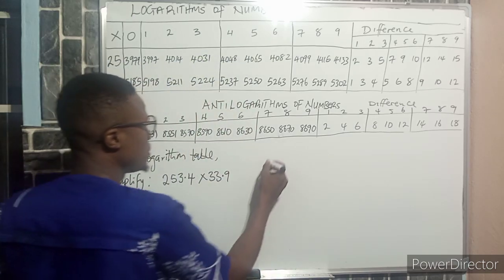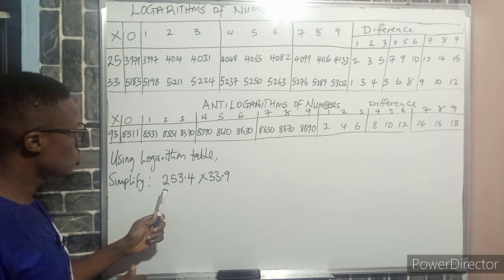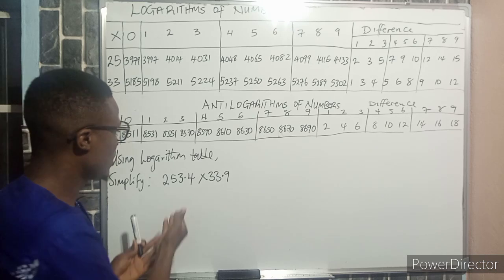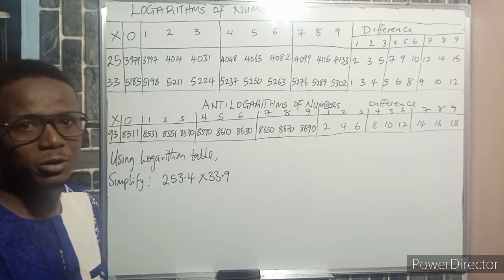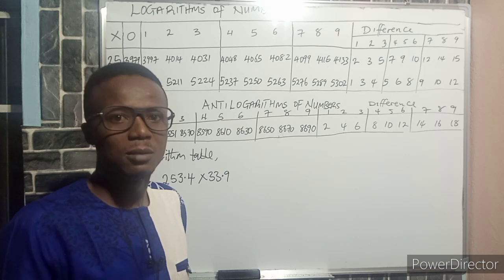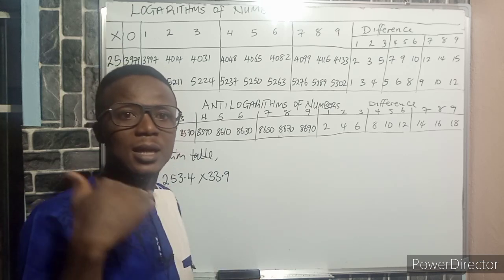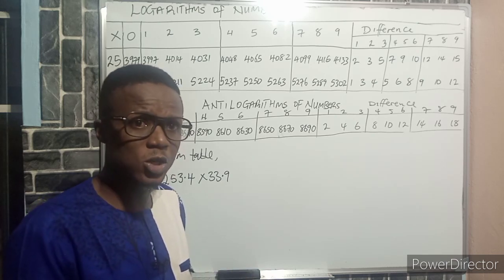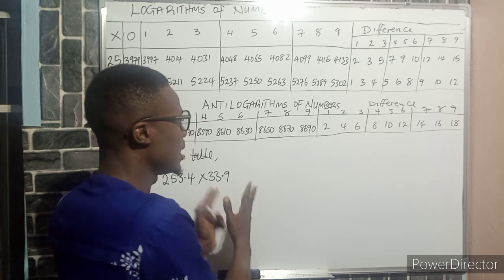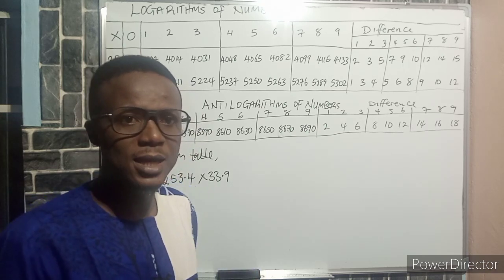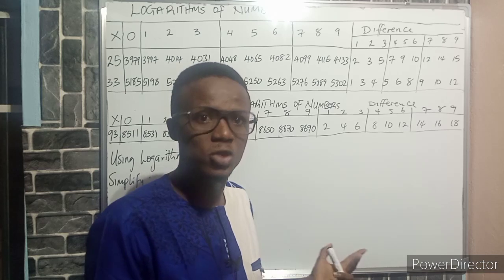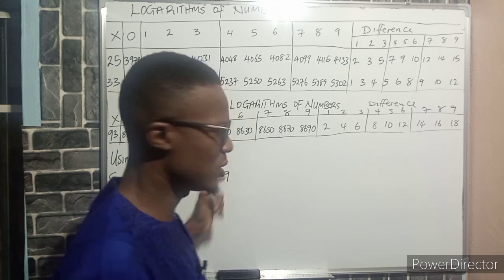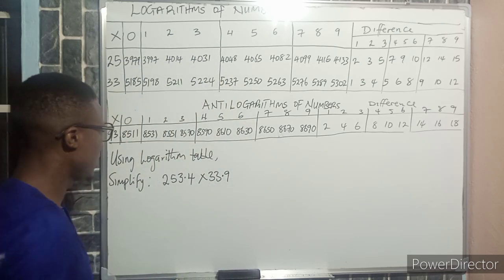So we are supposed to simplify 253.4 times 33.9. Ordinarily, if you use your calculator and press this, you will get the answer. The calculator saves you a lot of time instead of using the logarithm tables. But this logarithm has so many applications in real life, which I'm going to discuss with you in subsequent videos. It has a lot of applications and advantages, and that is why we make use of them. Again, in the olden days before the advent of calculators, it was used to do a lot of calculations which a calculator can still do. So there are so many areas where logarithms are applied in real life.